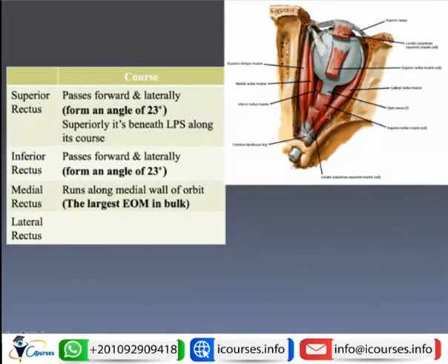The medial rectus muscle will run along the medial wall, and this is the most bulky muscle in the orbit. So the most thick muscle will be the medial rectus muscle, which will be running along the medial wall.